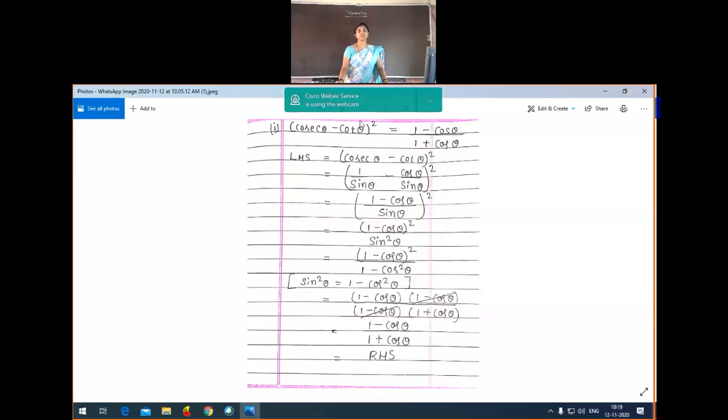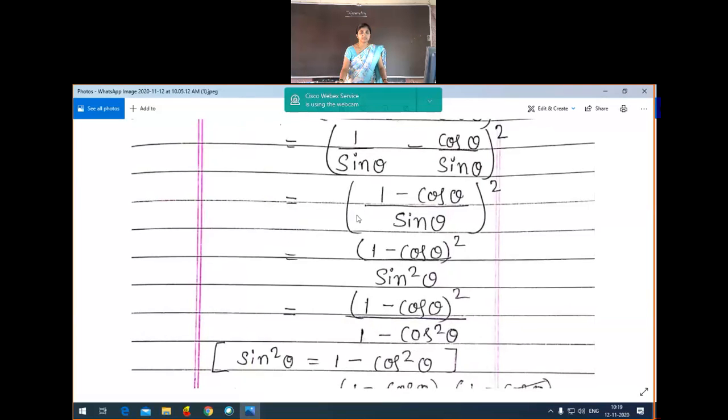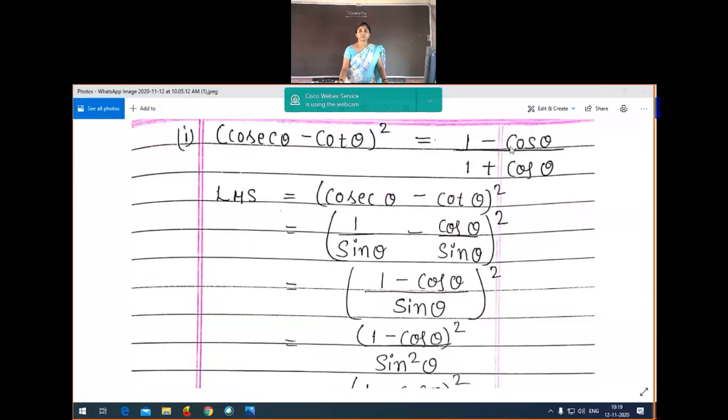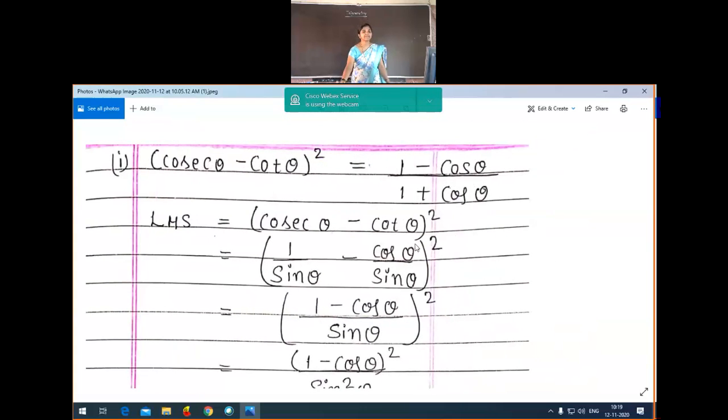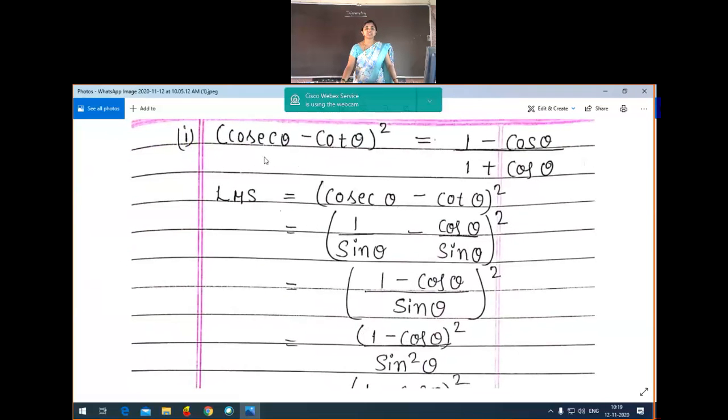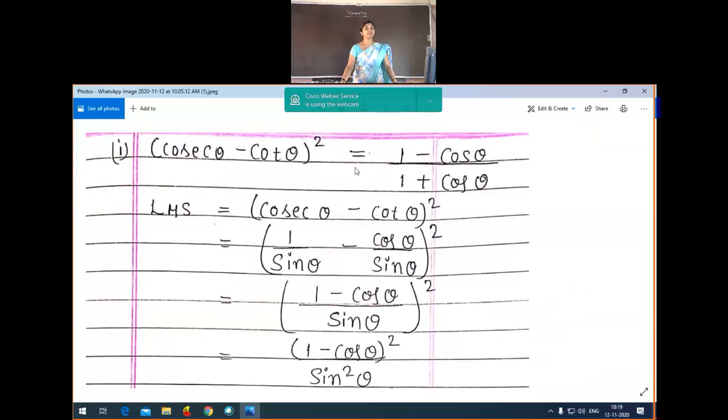Okay, so now let us discuss the first question of the 5th main. What is that first question? See, 1 second. See here, we have the question. What is the question? Cosec theta minus cot theta whole square is equal to 1 minus cos theta divided by 1 plus cos theta. See, this is the LHS part. LHS is cosec theta minus cot theta whole square, which is equal to the RHS we need: 1 minus cos theta divided by 1 plus cos theta.